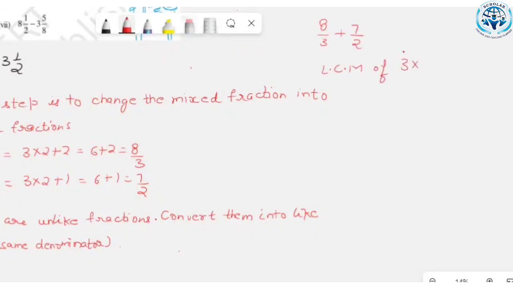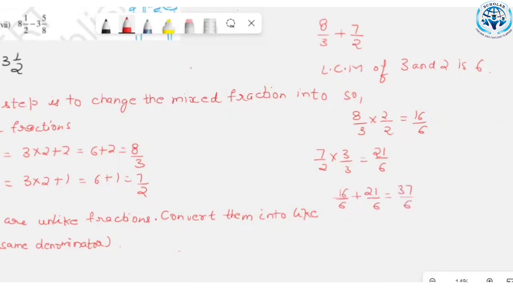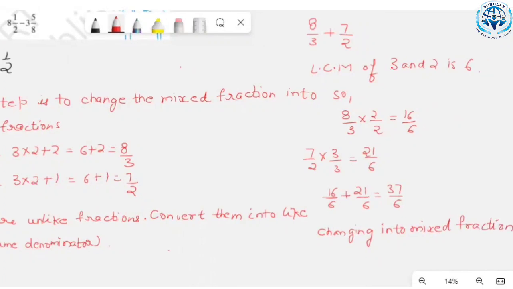Now we have to change them into like fractions. The LCM of 3 and 2 is 6. 16 by 6 and 21 by 6 we will add, and we will get 37 by 6. Changing it into a mixed fraction, dividing 37 by 6, we get 6 1 by 6.